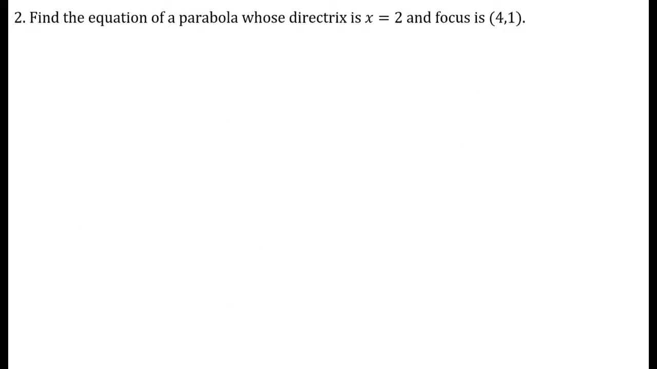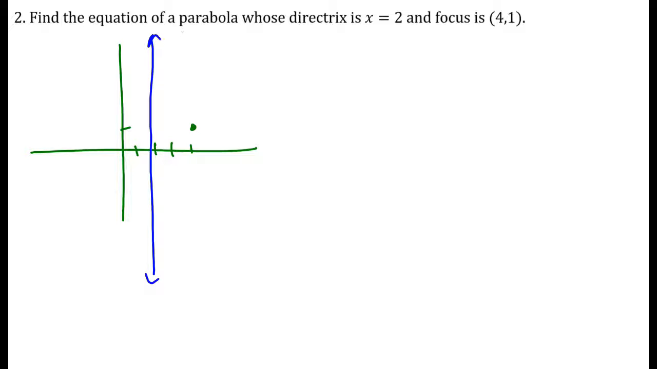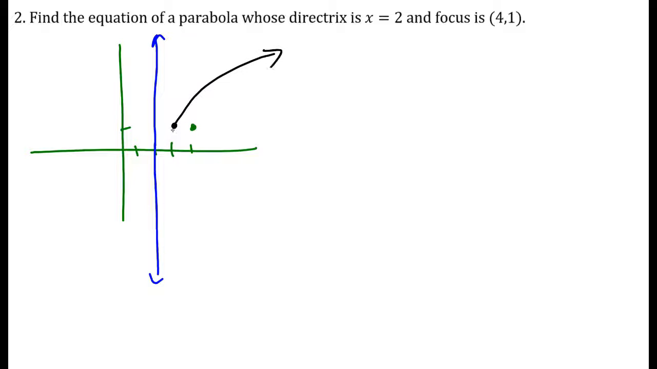Number 2, find the equation of a parabola whose directrix is x equals 2 and focus is (4, 1). So, sketch a picture. I have a focus of (4, 1). There's the focus. And I have a directrix of x equals 2. Well, x equals 2 is a vertical line. That's almost x equals 2 until I drag it over. So, clearly this parabola is going to have to open sideways. The vertex is in the middle, and the parabola contains the focus.